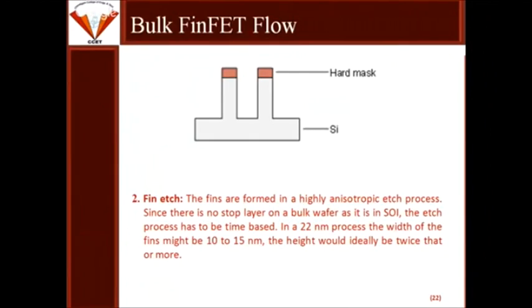We should have a timed process. Theoretically, we can calculate that after this time, this much fin width or fin height will be achieved. After that, we have to stop this process. So in a 22 nanometer process, the width of the fins might be 10 to 15 nanometer, and the height would ideally be twice that or more.